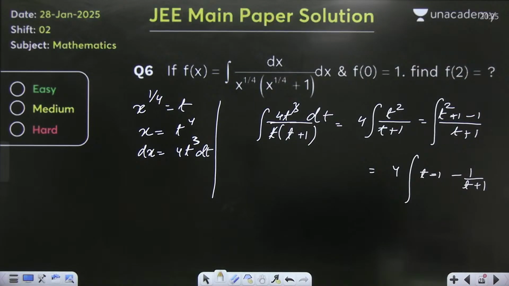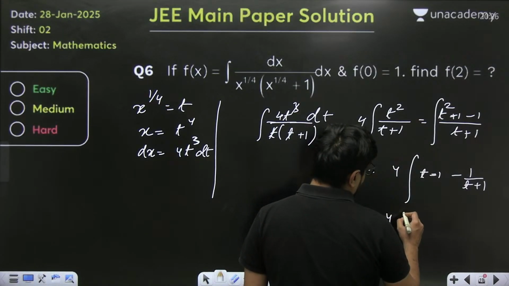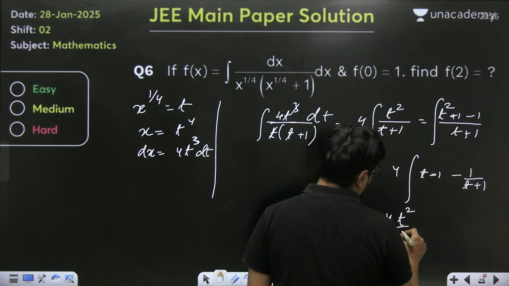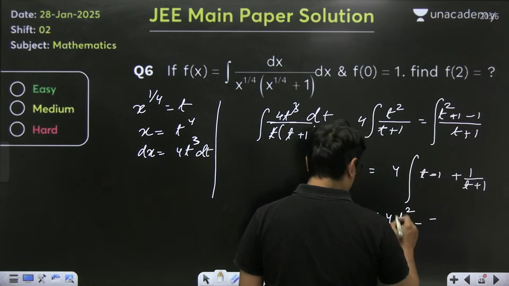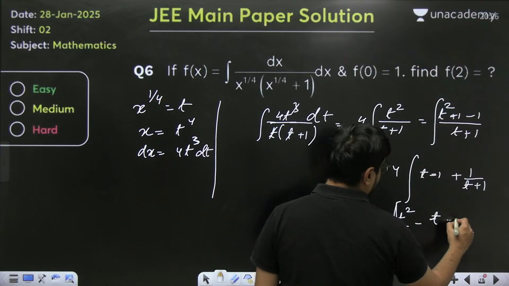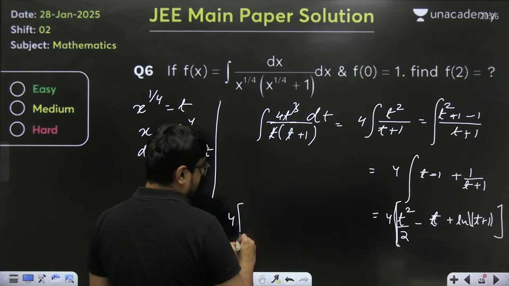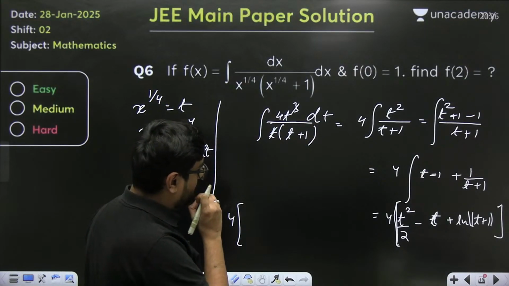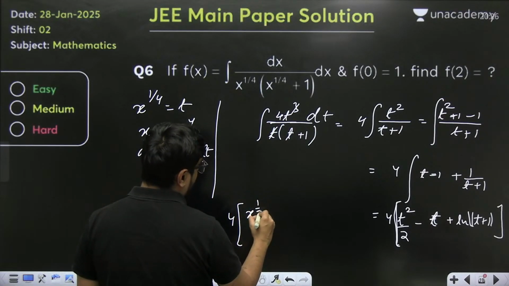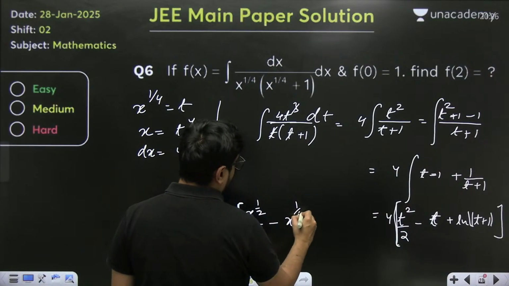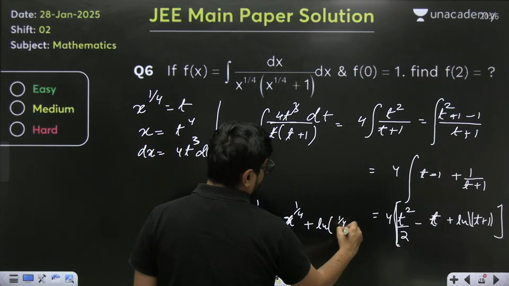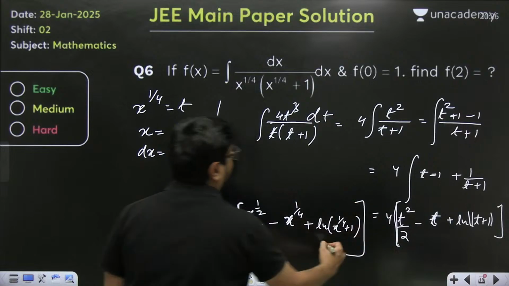So this will just become t square by 2 minus t and ln of t plus 1. I think no problem. So f of x we can find: 4 into t square by 2 minus t plus ln of t plus 1. If we write like this, then this is nothing but 4 into x to the power 1 by 2 upon 2 minus x to the power 1 by 4 plus ln of x to the power 1 by 4 plus 1. This should be there in the options, or something related to this, or something manipulated with this.